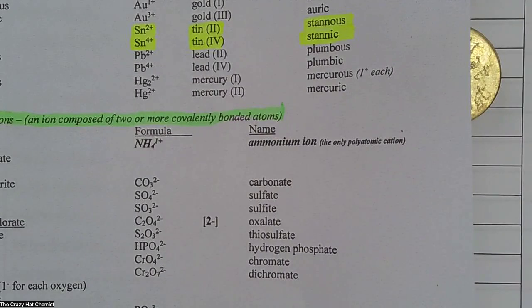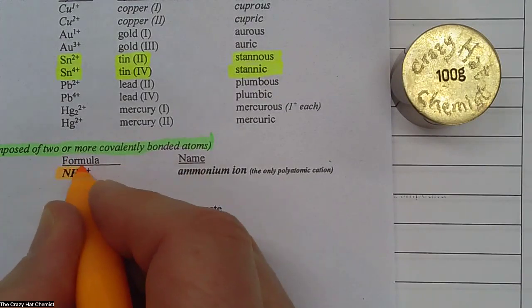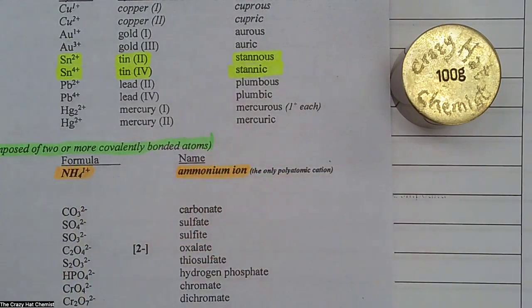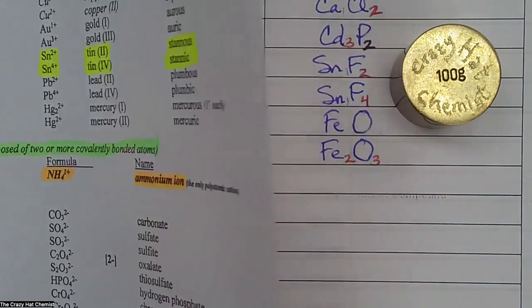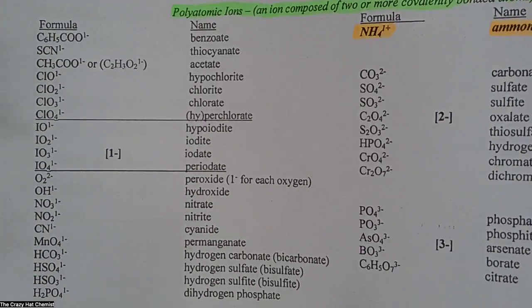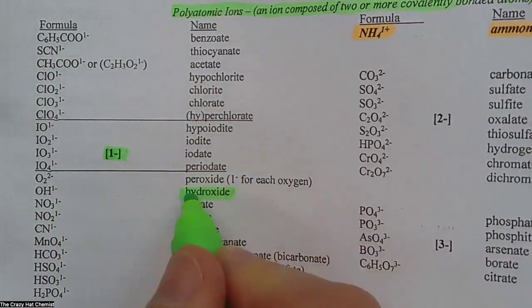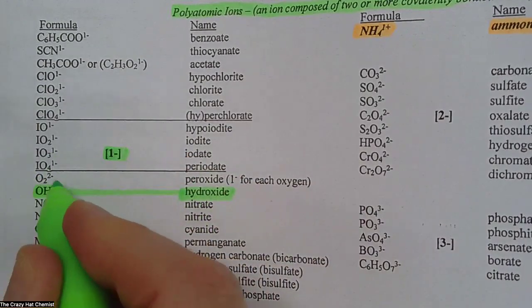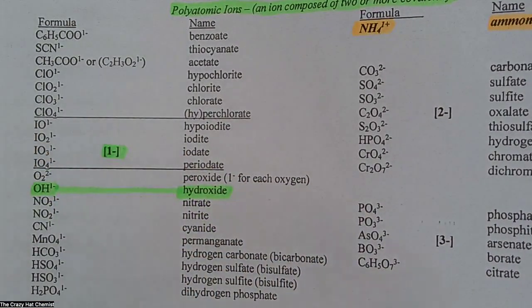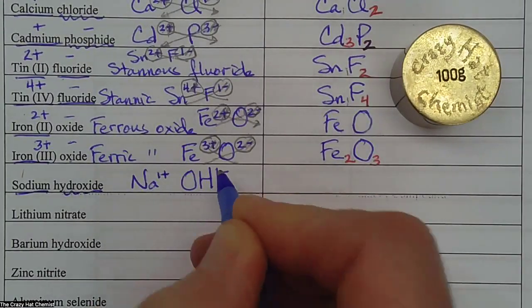The single polyatomic cation is called the ammonium ion. I will circle or highlight that in a different color. That's NH4, that is the ammonium ion. There is only one polyatomic cation, and there it is, ammonium ion. We are looking for hydroxide, and it happens to be in this 1 minus category, and that corresponds to a formula that is an OH with a 1 minus. So I'm going to write that down. So that's going to be an OH with a 1 minus.